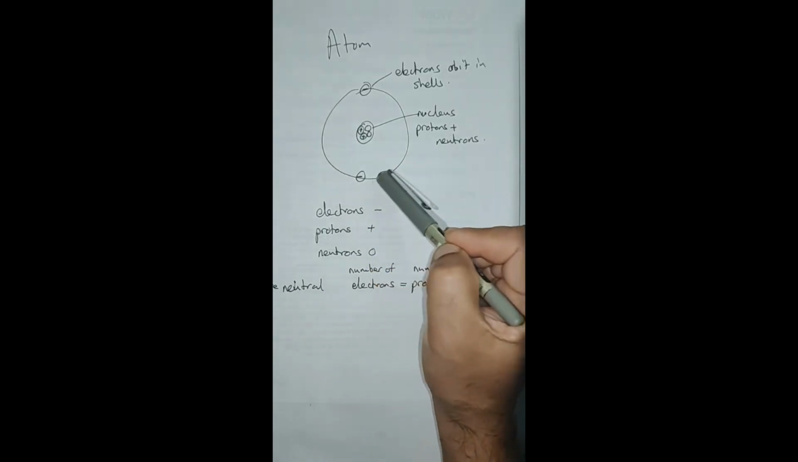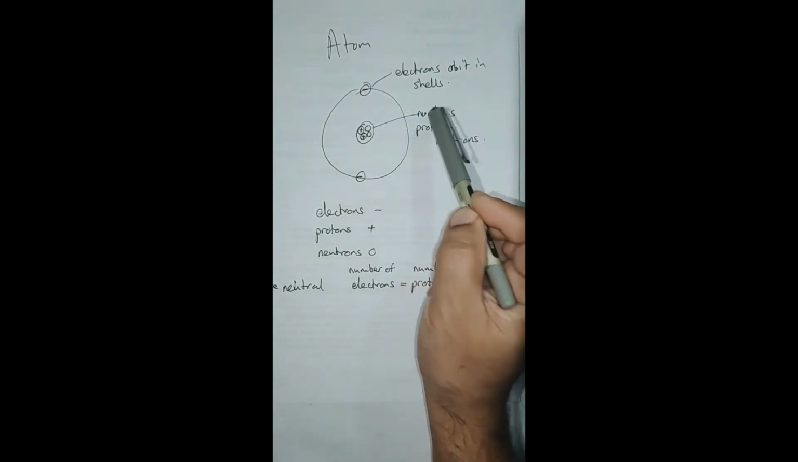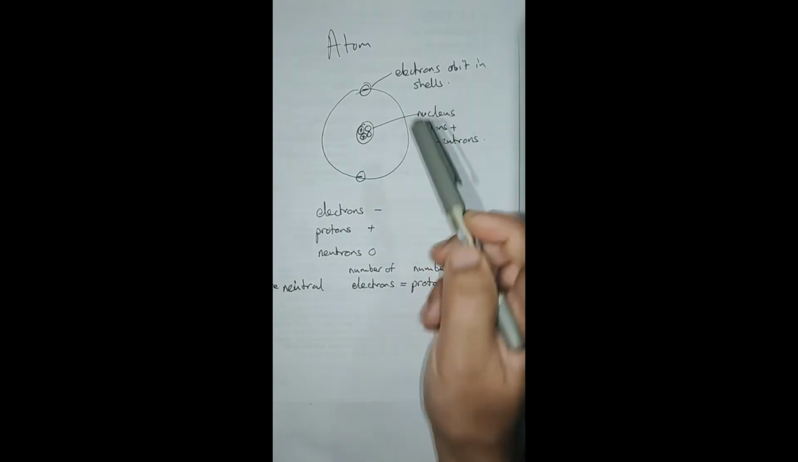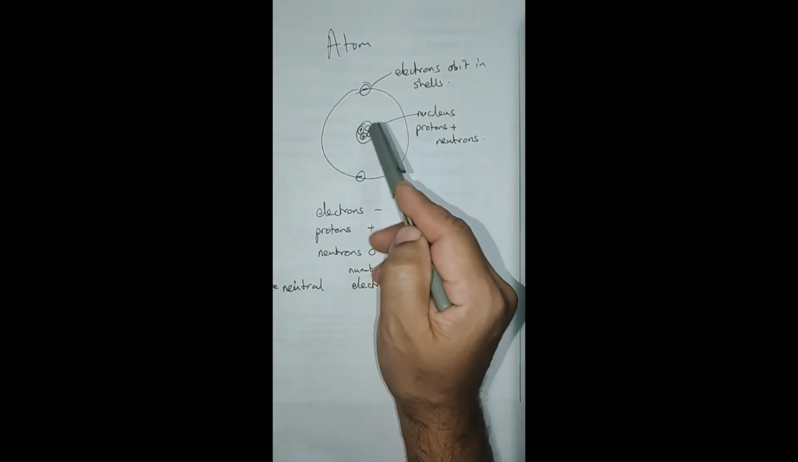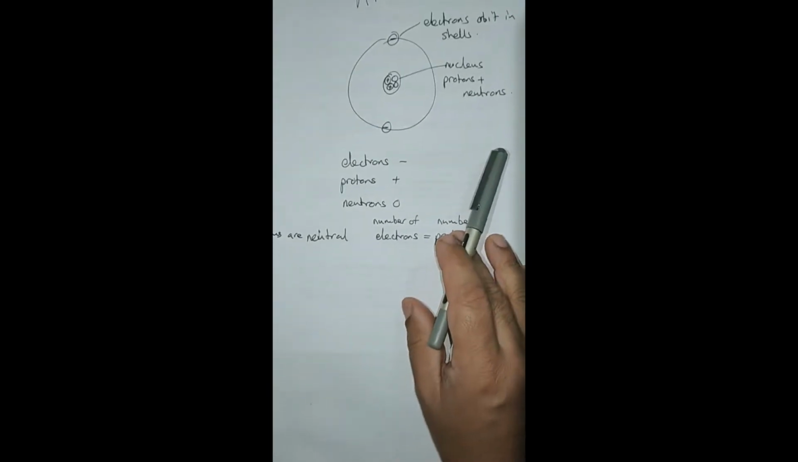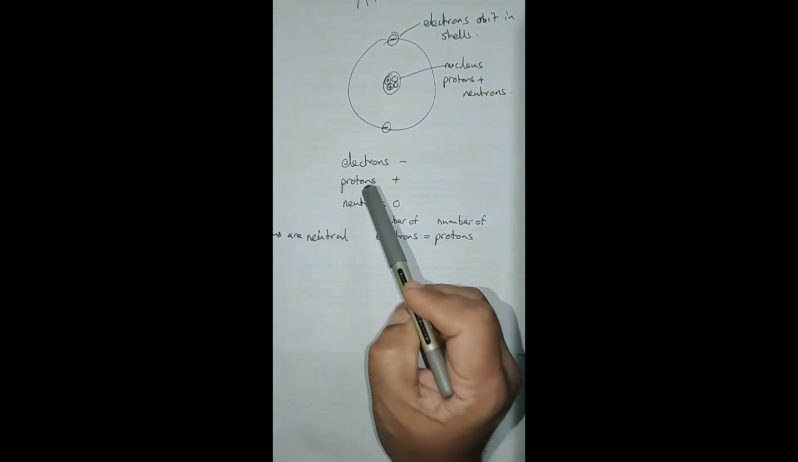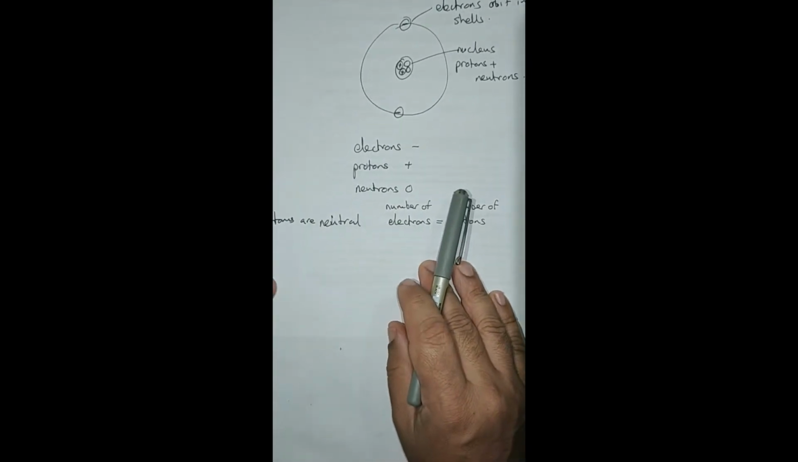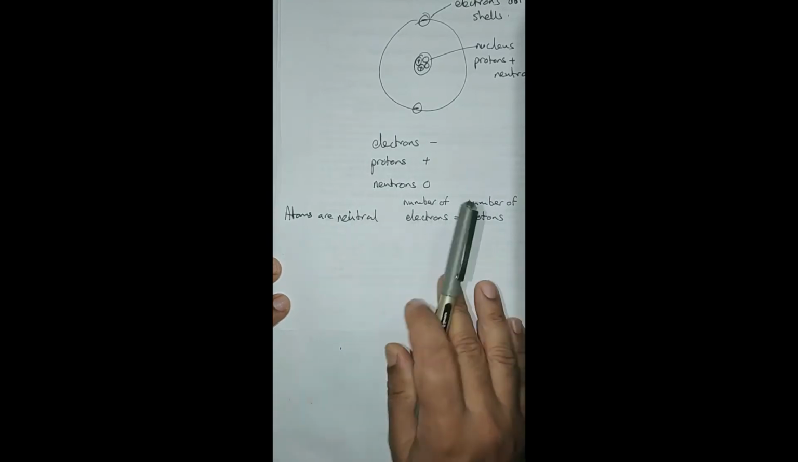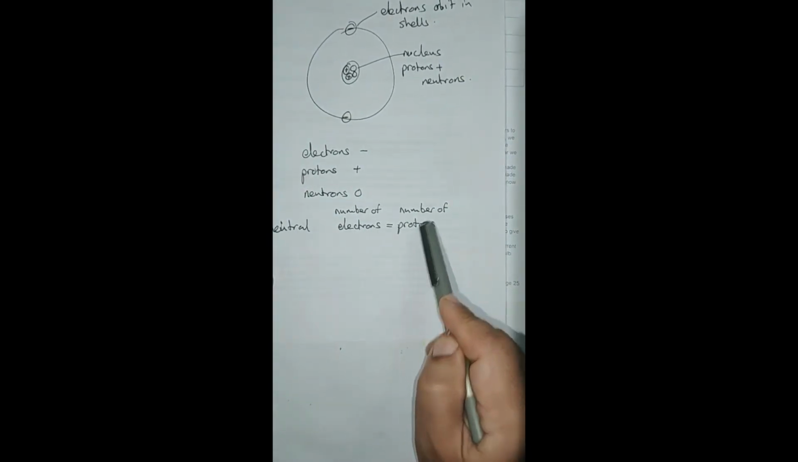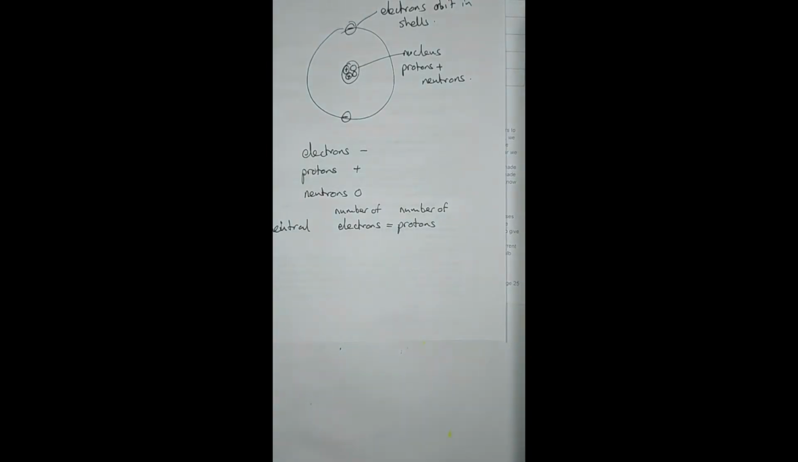The electrons go around the central part, which is called the nucleus, and electrons orbit in shells. And then in the center we have the nucleus, and that's made up of protons and neutrons. Electrons are negative, protons are positive, and neutrons are neutral, so they have no charge. So atoms are neutral, and that means the number of electrons must equal the number of protons.